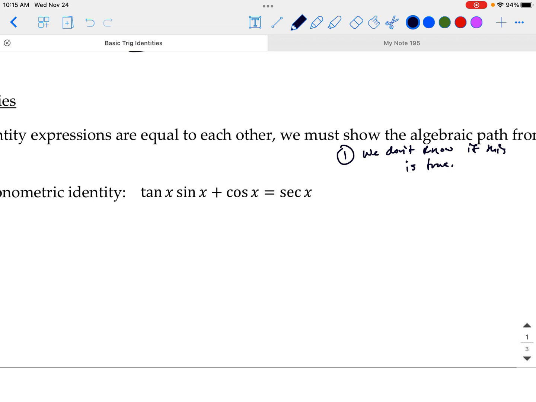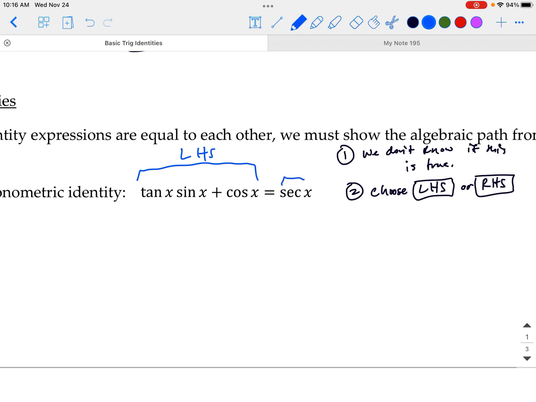So what we're going to do is we're going to choose one side of this equation. So I'm going to call that the left-hand side or the right-hand side. So note this would be the left-hand side. This is going to be the right-hand side. So I'm going to pick one of those, and then I'm going to start manipulating it algebraically to show that it's equal to the other side. So we're going to kind of want to know, well, which side should I choose? It's not always going to be obvious, but in general, you want the side that's more complicated, that's going to offer more options for you to manipulate.